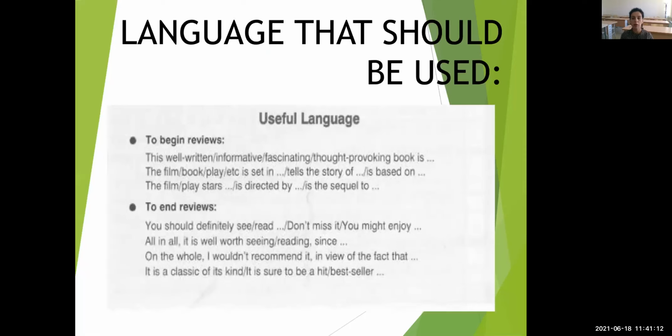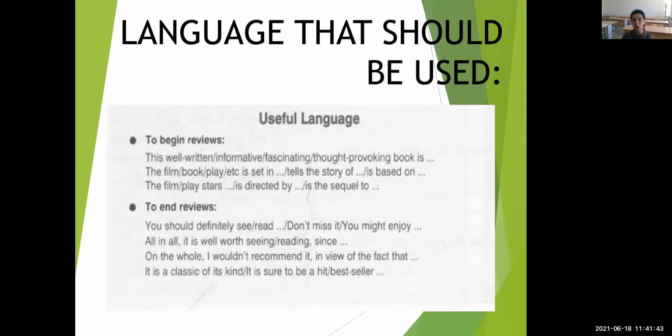So as you know, while learning different types of writing, we learned, for example, letter writing, cause and effect, essays, and report writing. They had their own language that is required while writing these kinds of writing, as well as, for example, a film review also has its own language that should be used while writing. So what are they? To begin your review, you have to use the following words.